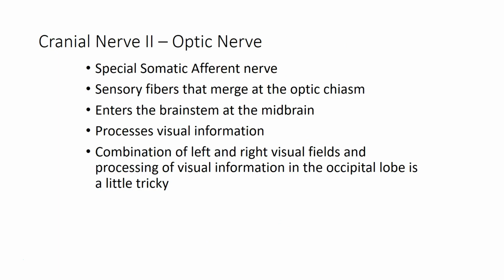Cranial nerve 2 is our optic nerve. This is our sense of vision. It comes into the brainstem at the midbrain, and the way vision is processed is contralateral, but in a slightly tricky way.